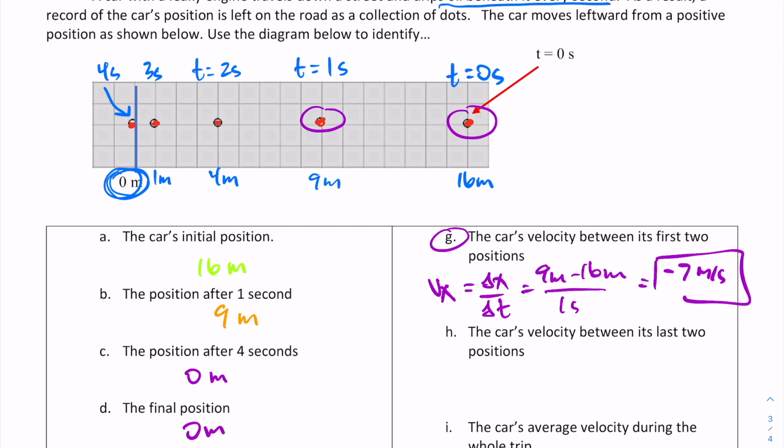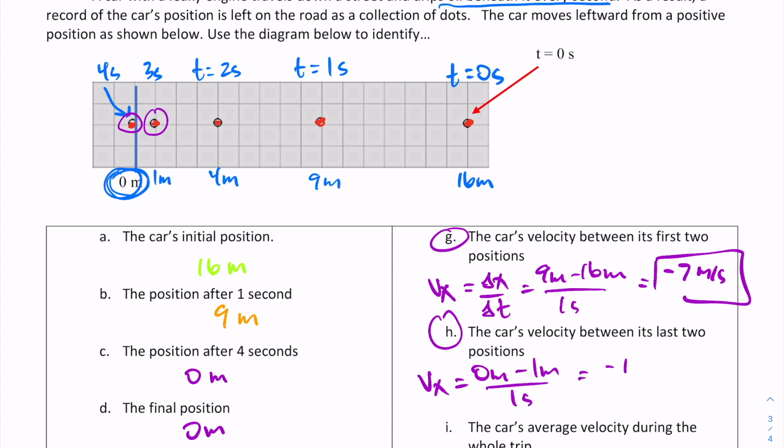Similarly, what is the letter H? What's the car's velocity between its last two positions? So its last two positions are here and here. So now it's going just 1 meter to the left, and it's only taking 1 second to do that. So its velocity is going to be the final position of 0 meters, the initial position of 1 meter, and it's doing that in 1 second. So negative 1 meter per second.